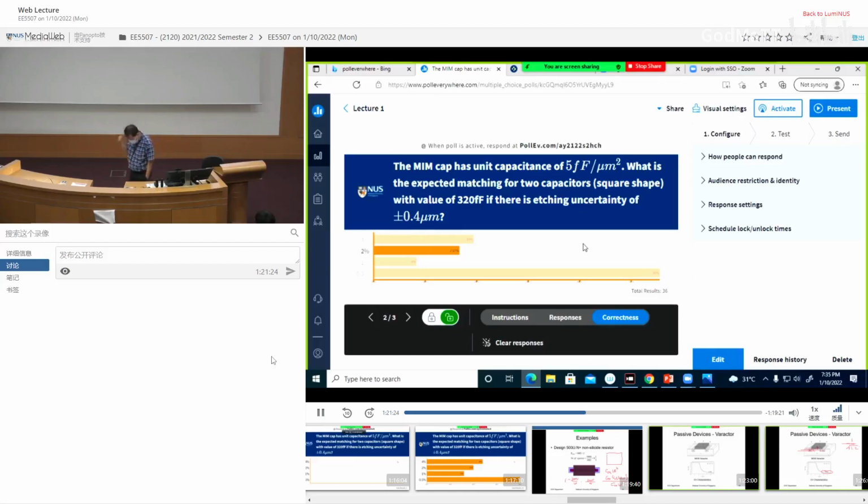Okay? Anyway, this is to test your understanding. It proves that my understanding is not correct. But you know the calculation. The number is wrong, but the concept is correct. Okay? Thanks for pointing out.